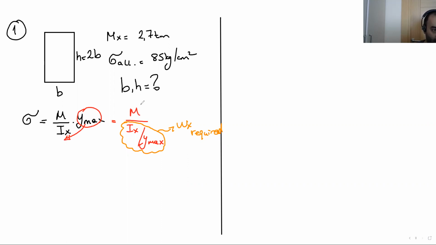So in these type of design questions, we take into account allowable stress as the maximum stress. So sigma allowable equals M over Wx, basically. So from here, if we take out the Wx, which we are looking for, it is M over sigma allowable.